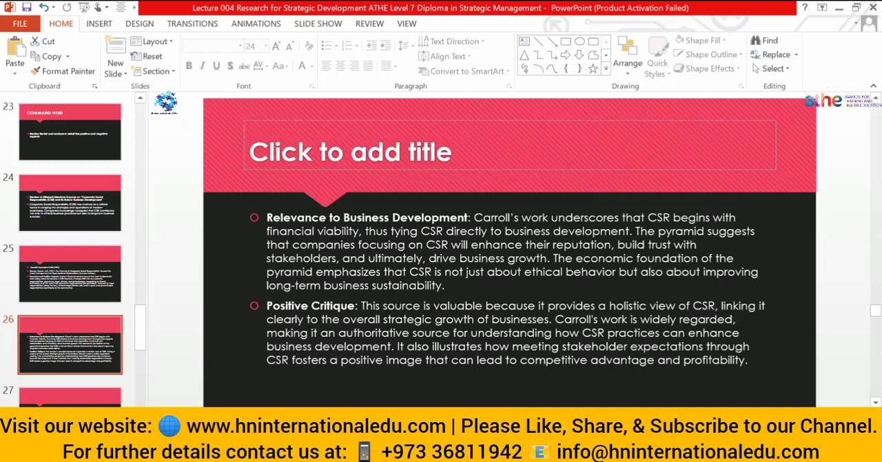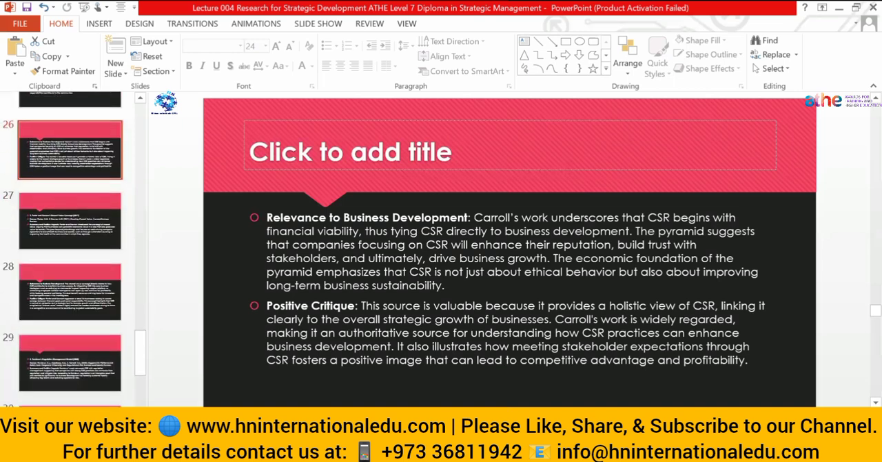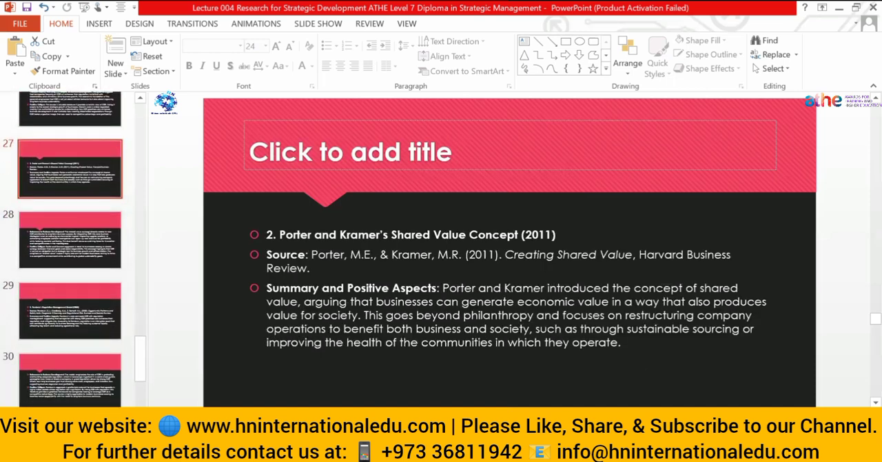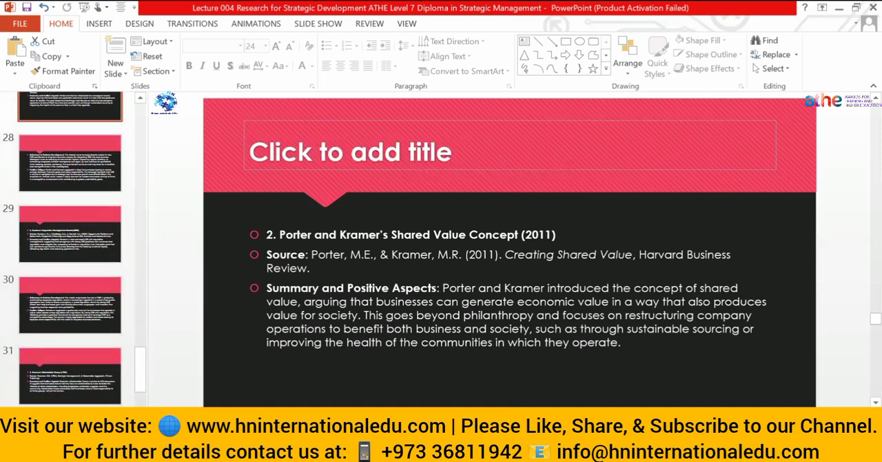So are you clear now that how you're going to carry the 2.1? Yes. Okay, same. This is paper by Porter and Kramer, Shared Value Concept. Same thing, summary and positive aspect. Should I read it? No need.